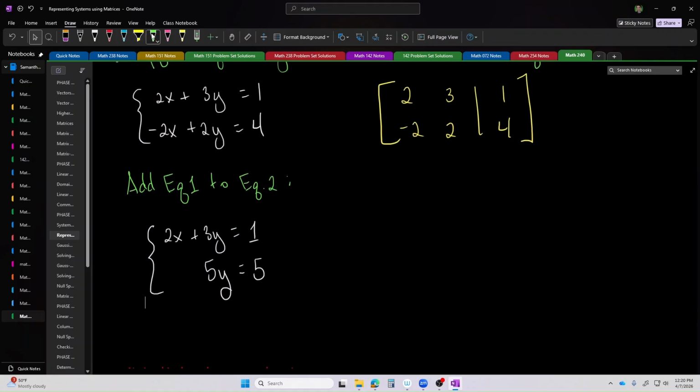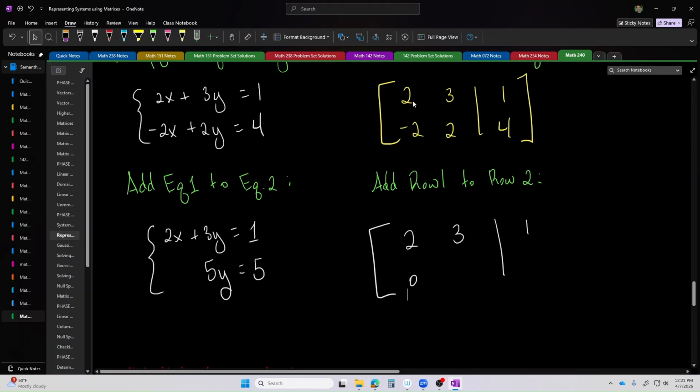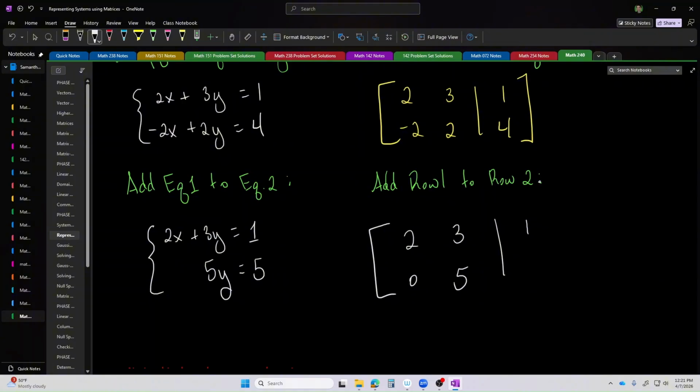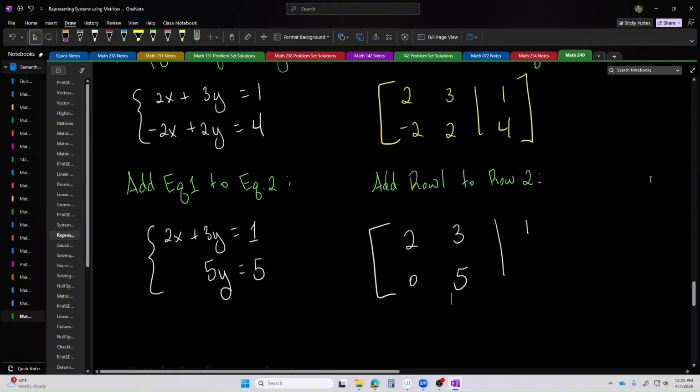Meanwhile, in the augmented matrix, the corresponding action would be to add row 1 to row number 2. And so if I add row 1 into row number 2, then that changes the second row of the augmented matrix into 0 from adding 2 and minus 2, 5 from adding 3 and 2, and 5 from adding 1 and 4.